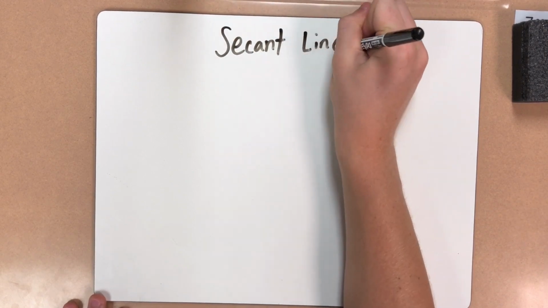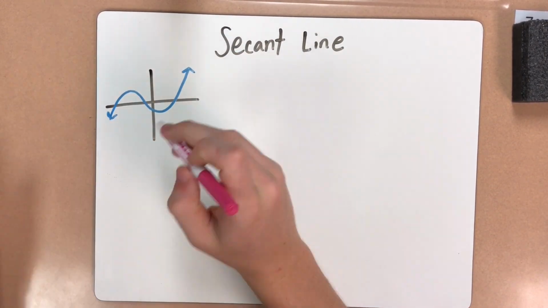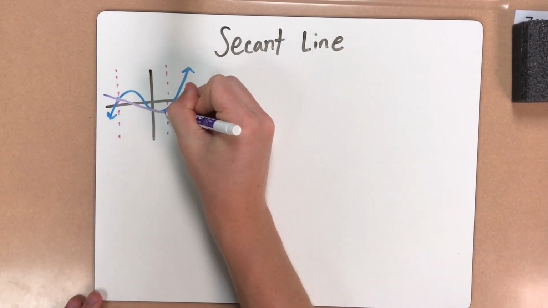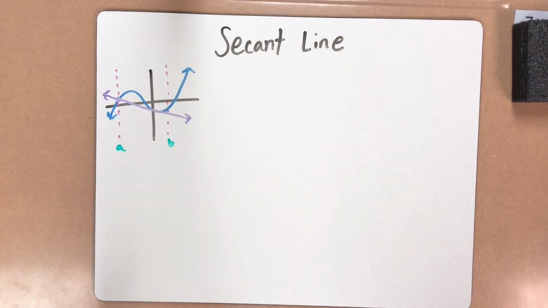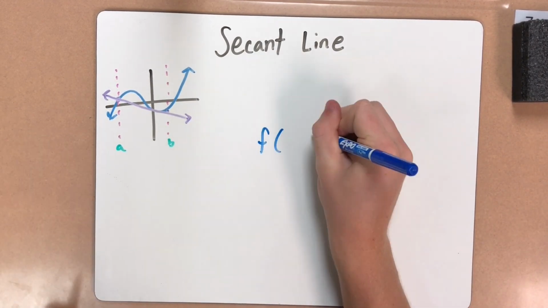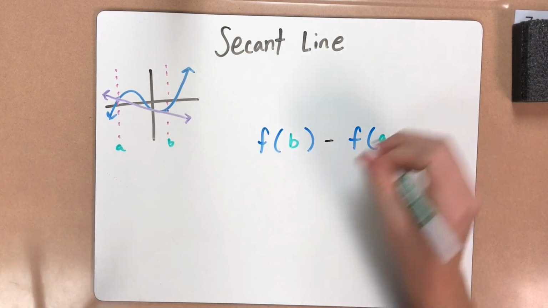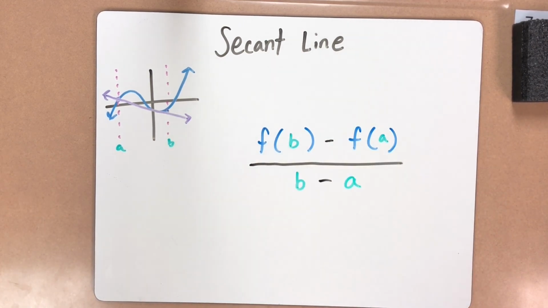How you find the slope of the secant line is just like taking the slope of any other 2 points. You take f of b minus f of a and divide it by b minus a. If this is equal to the instantaneous slope at point c, then the mean value theorem applies.